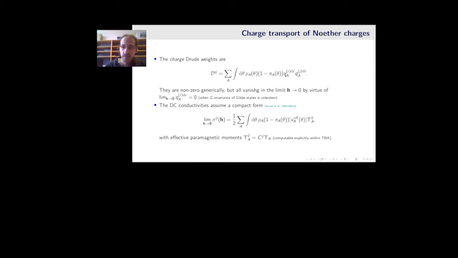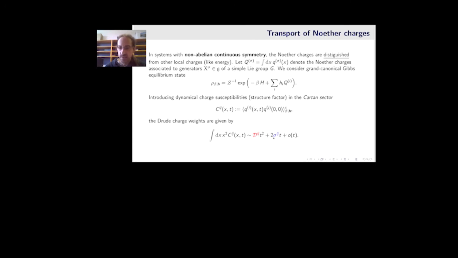By having an exact expression for these dressed charges, you can actually show that the limit of these dressed charges is zero, and hence all the Drude weights are zero. In other words, upon restoring G invariance of the underlying Gibbs state, all the Drude weights in the sector of the Noether charges will identically vanish. Okay, good, you may say, so therefore there will be no ballistic transport, but jumping back quickly, there will still be some DC conductivities, or diffusion constants, if you like.